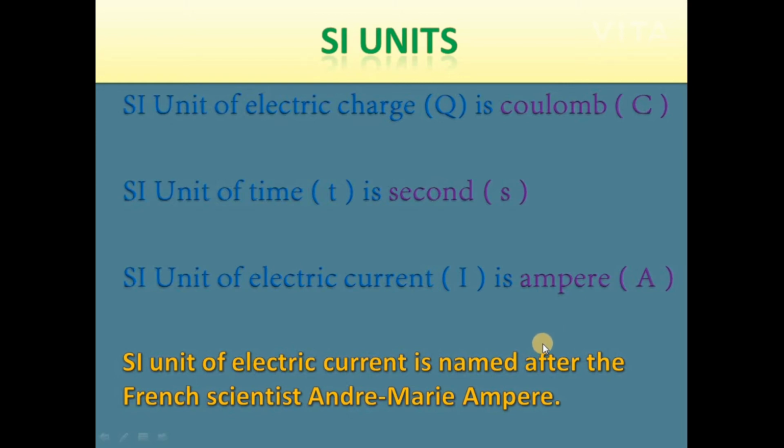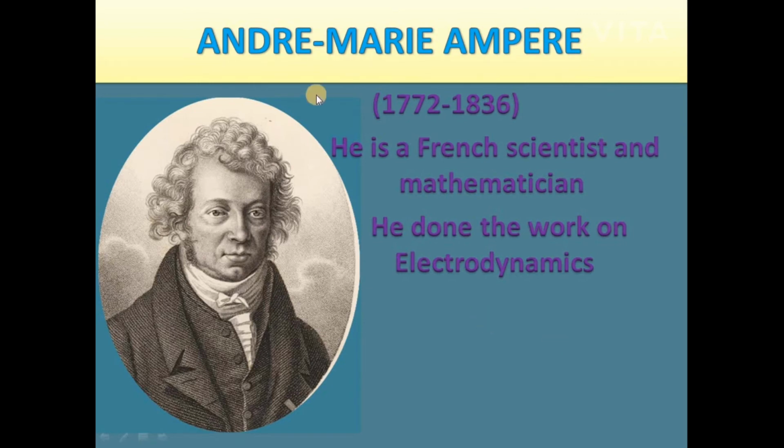Then we will see who Henri Ampere is. He lived from 1772 to 1836. He was a French scientist and mathematician. His major work was on electrodynamics. To honor him, the SI unit of current is named ampere. He is Andre Marie Ampere.